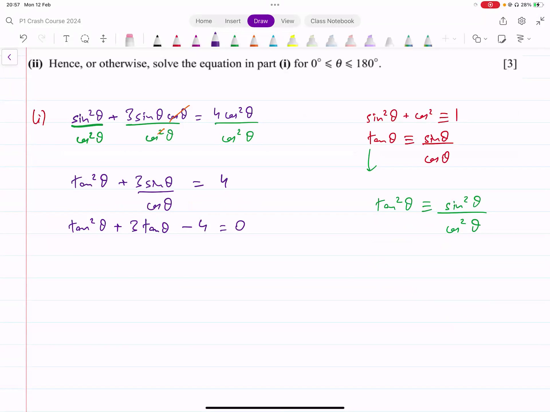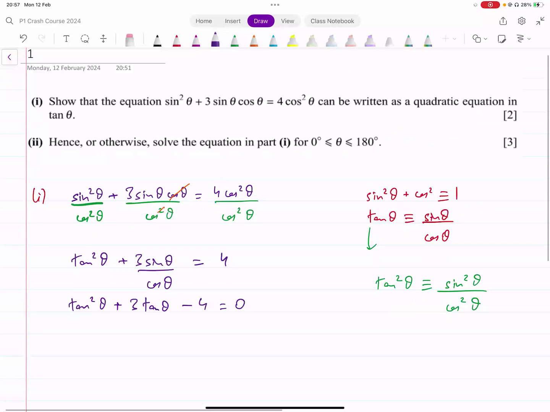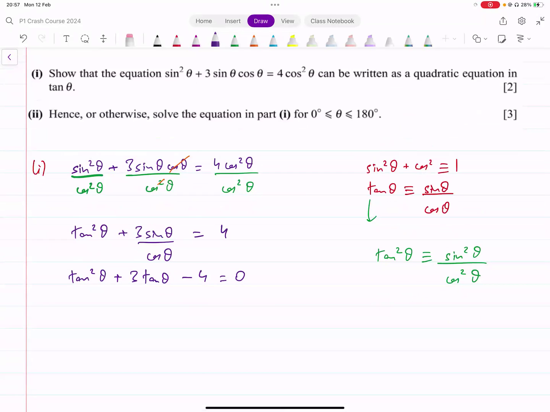Okay, that's what we wanted to do in the first part. We had to write this as a quadratic equation in tan theta, and that's part 1 done. Okay, now let's look at part 2. Part 2 says, hence or otherwise solve the equation in part 1 for theta between 0 and 180. So now you have to use what you have done in the previous part to solve this equation.